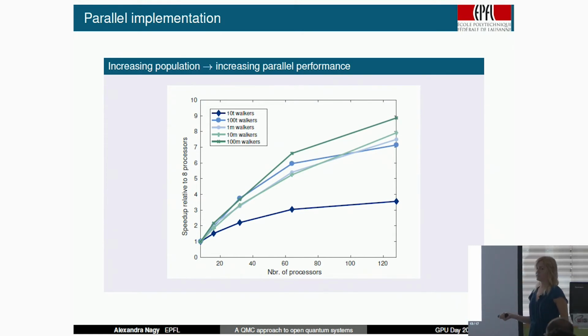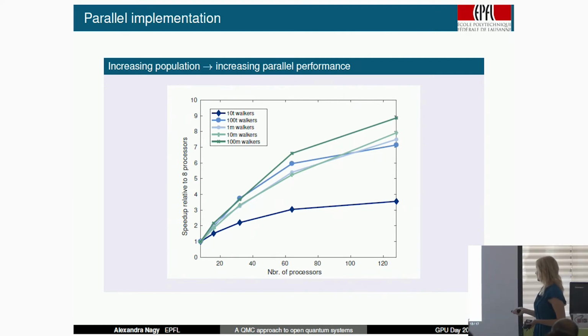This simulation was done on a 2-dimensional Heisenberg model, and the simulations are running on our HPC computational cluster. I show you the relative speed up compared to 8 processes as a function of the number of processors used. Each line corresponds to a different worker population. You can see that if I use 10,000 workers, my relative speed up is only 3 times, even with 100 processors. But if I use 100 million workers, my relative speed up is almost 10 times.